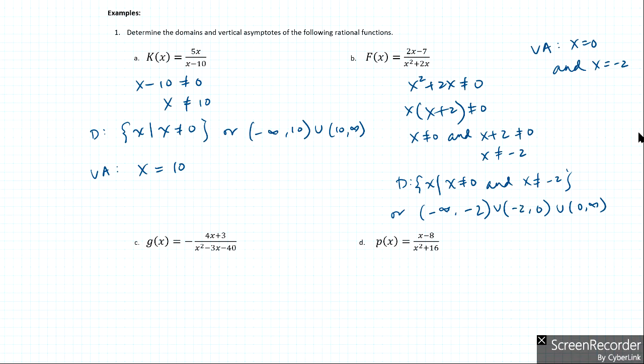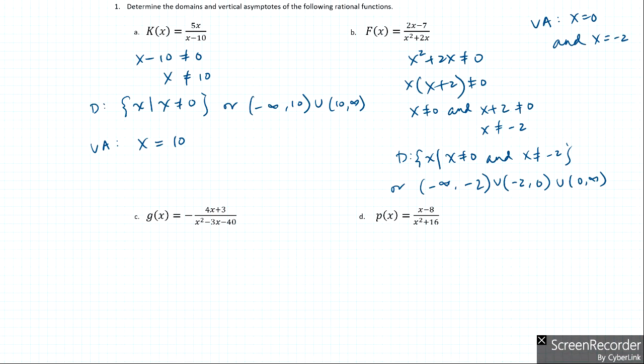Now moving on to part C, we again start with the denominator part over here, and we would get x squared minus 3x minus 40 doesn't equal 0. Again, it's quadratic, so we want to think about factoring or any method we have learned about solving quadratic equations, except we have it doesn't equal 0. And if you look for the factoring, you should find x minus 8 times x plus 5 is going to be the result in this case.